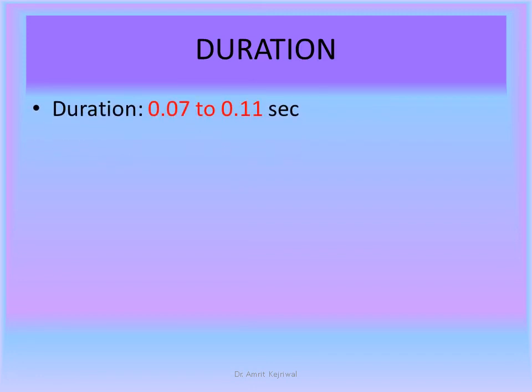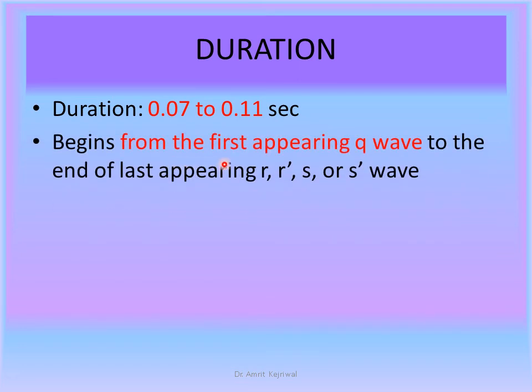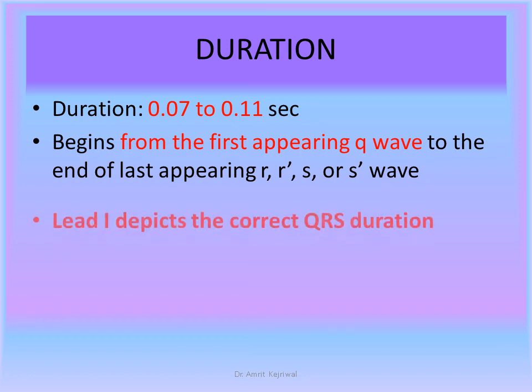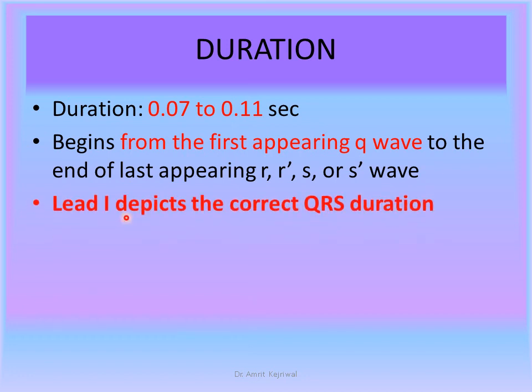Duration of the QRS complex is from 0.07 seconds to 0.11 seconds, that is 2 to 3 small squares. It begins from the first appearing Q wave to the end of the last appearing R, R dash, S or S dash wave. We must remember the Q wave may be isoelectric, so it will not be seen on the ECG. So it is correctly seen on lead 1 and it depicts the QRS duration.